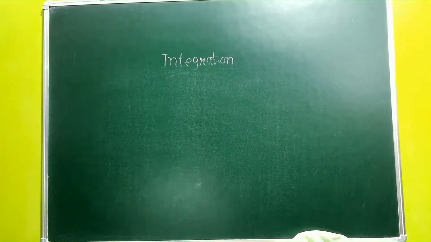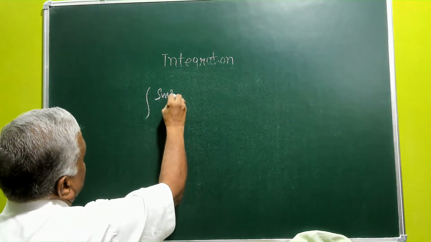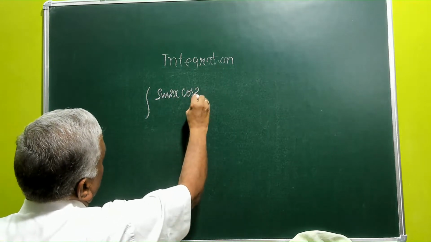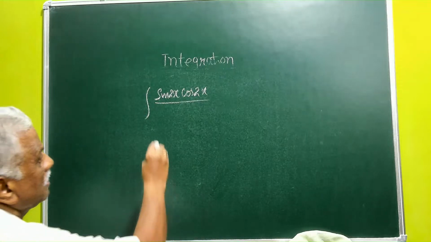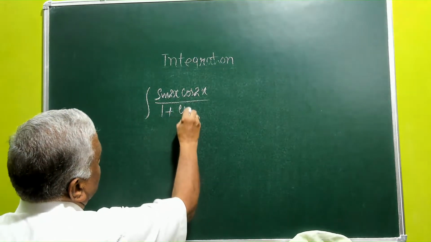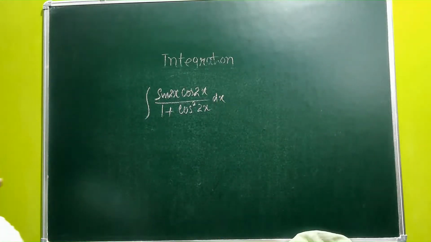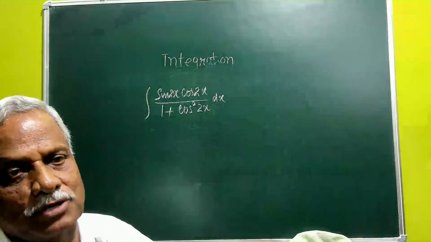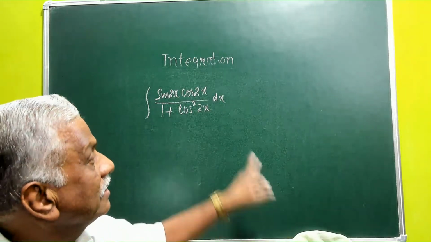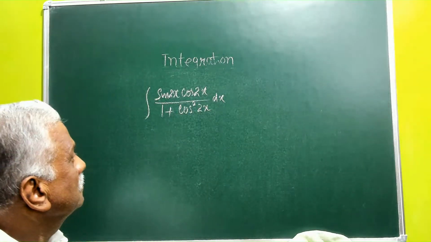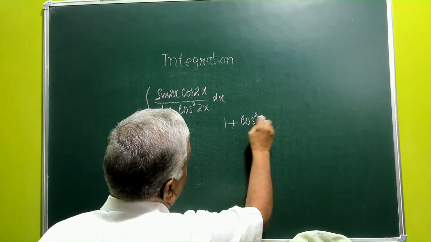The next problem is sin 2x cos 2x over 1 plus cos square 2x. See, the derivative of cos square x is minus sin 2x. Here they have made cos square 2x. So you take 1 plus cos square 2x itself as t.